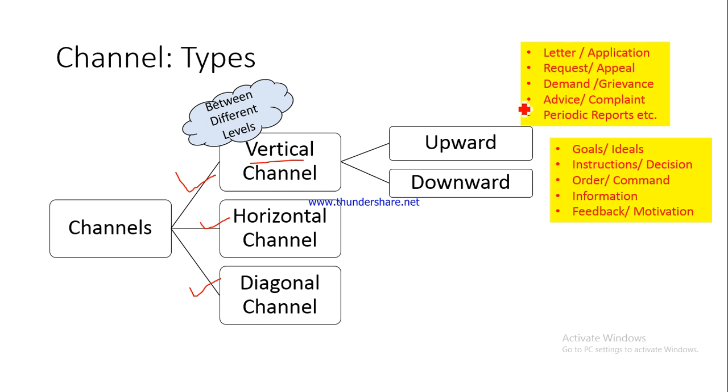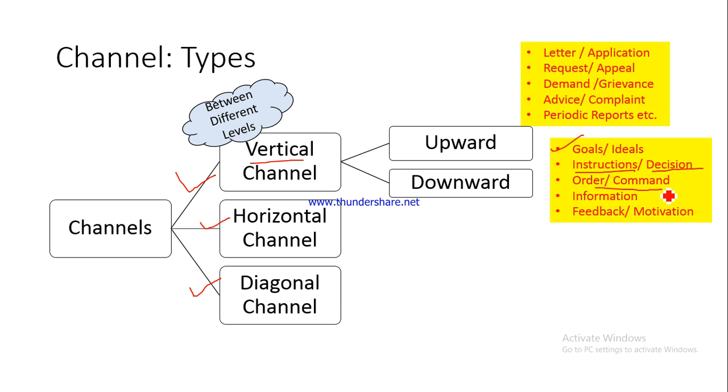Goals. The goals are decided at the top level, and then they are communicated to the lower level of the organization. Ideals. What are our values? Instructions generally flow from top to bottom. Likewise, a decision is taken by the top management, and the lower management has to abide by that decision. Orders are given by the top management. Commands are given by those higher up in the organizational hierarchy.